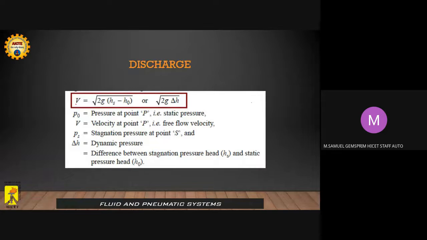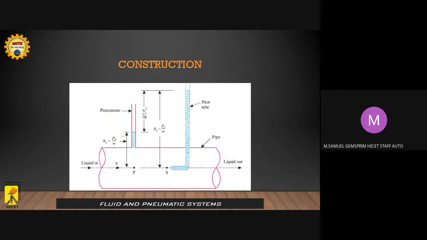By proper solution, we arrive at V equal to the root of 2g into (Hs minus H naught). Hs is the stagnation pressure's height value, and H naught is the static pressure's height value. So this is the difference I told you about.